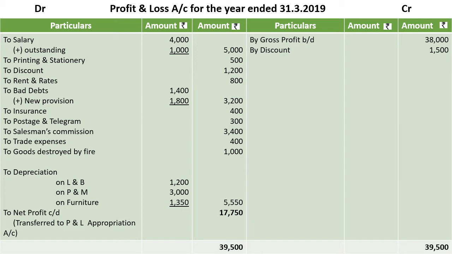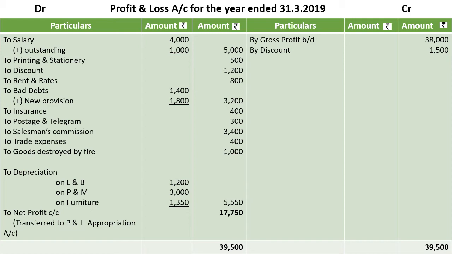It is excess loss. Okay. Then depreciation, we have to calculate the percentage on the assets. So land and building 1,200, plant and machinery 3,000 and furniture 1,350. So total depreciation amount will be 5,550. So deduct all the expenses from 39,500. So net profit will be 17,750.